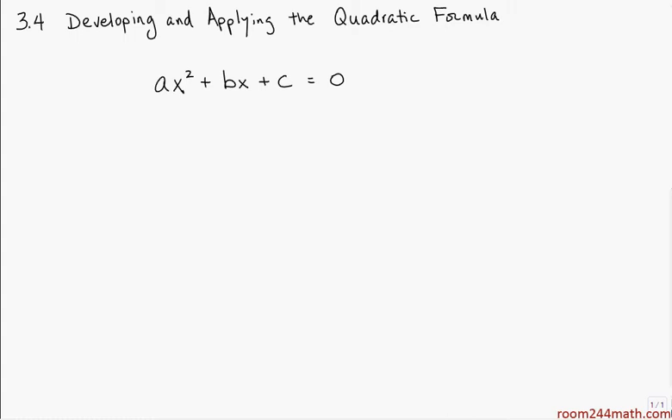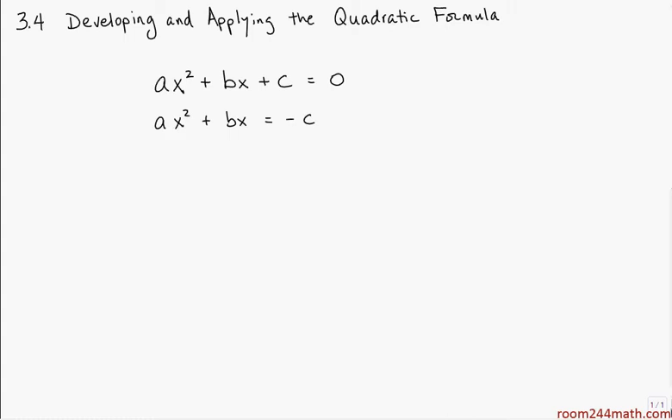So the method we're going to use is completing the square. And the first thing we did when we wanted to solve a quadratic equation by completing the square is we took that last term, the plus c, and we moved it over to the right hand side. So that's what we're going to do now. We have ax squared plus bx, and we're going to subtract c from both sides.